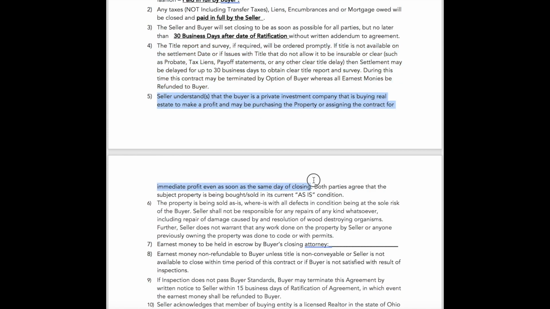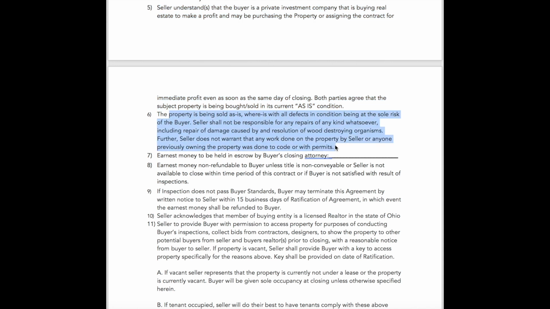And then number five, this is something that my attorney told me to put in here. It's not always necessary, but I like to err on the side of caution. Basically this states that we are an investment company and we're buying it for a profit and making money on the deal. So if you're wholesaling property, nobody can claim that they didn't know you were wholesaling the property or making money on the deal. Again, this is my attorney's suggestion. I used to not do it. I put it in here now just to have it, but this is something you have to decide if you want to keep in your contract or not. Number six, property is being sold as is, where is, with all defects and condition.